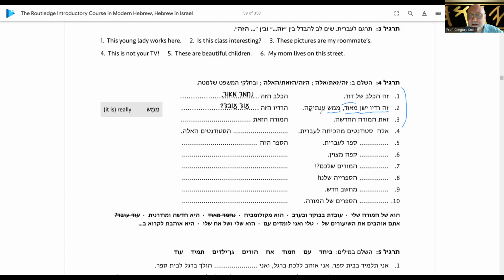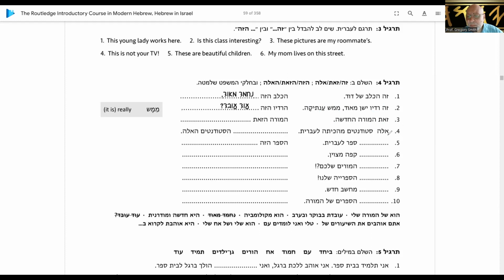Mamash, it is really, oh, look at this. It's an English transliteration, antica. So it's like an antique. So Ze radio Yashan Me'od: this radio is very old. The word for very is Me'od. And then Mamash, it is really antica. Okay, so I looked at the answer key on this one. We already did that one.